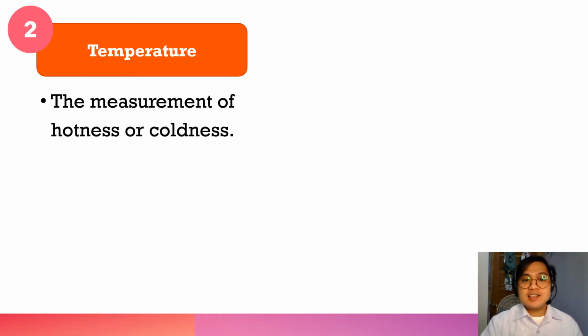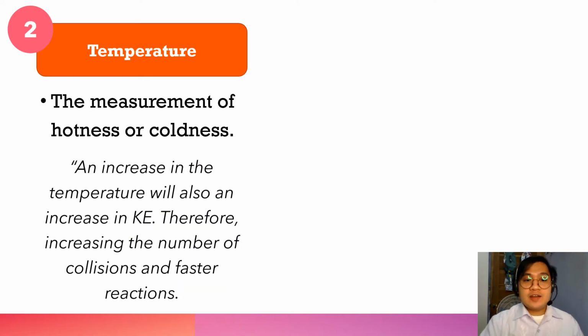The second factor affecting chemical reaction is temperature. Temperature is the measurement of hotness or coldness. For collision theory, when there is an increase in temperature, there will also be an increase in kinetic energy, therefore increasing the number of collisions and resulting in a faster reaction.